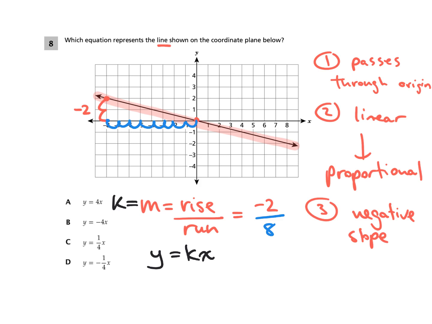All right, so in this case, we're going to simplify negative 2/8 into negative 1/4 x, and I'm going to eliminate a. I'm going to eliminate c right away because those are positive slopes or positive constants of proportionality. They're gone. B and D, I can eliminate B because it's negative 4, and D is my final answer. All right, let's move on to the next problem.